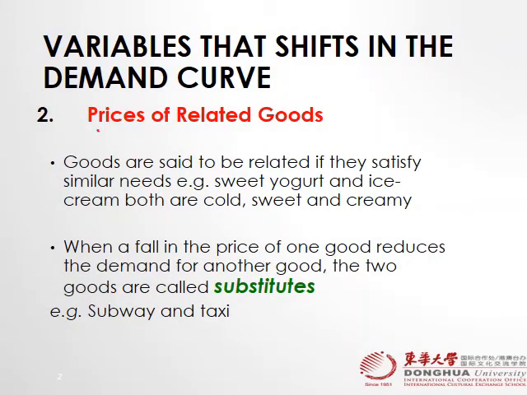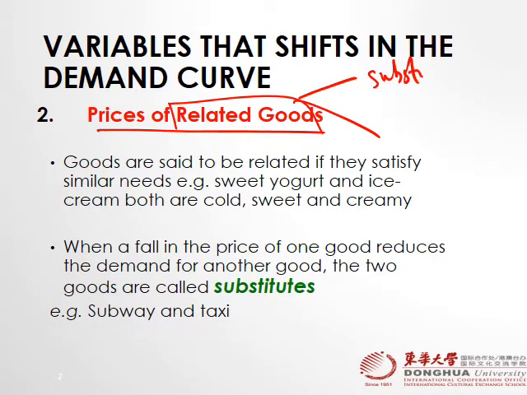And now our second variable, which is price of related goods. So among the related goods, we have two categories. One is called substitute and one is called complement. Goods are said to be related if they satisfy similar needs. For example, we can substitute yogurt with ice cream, right?